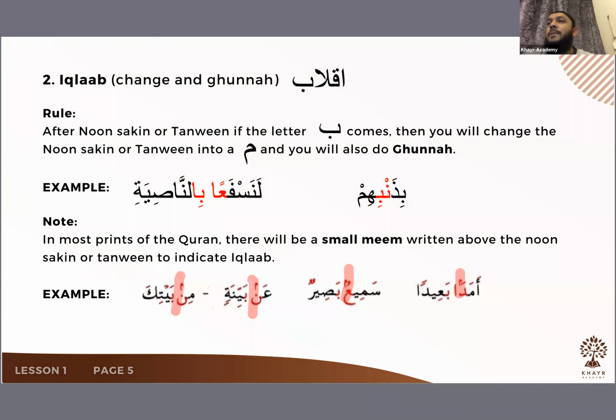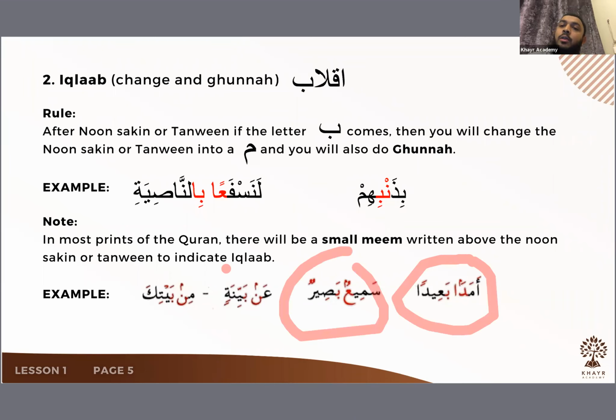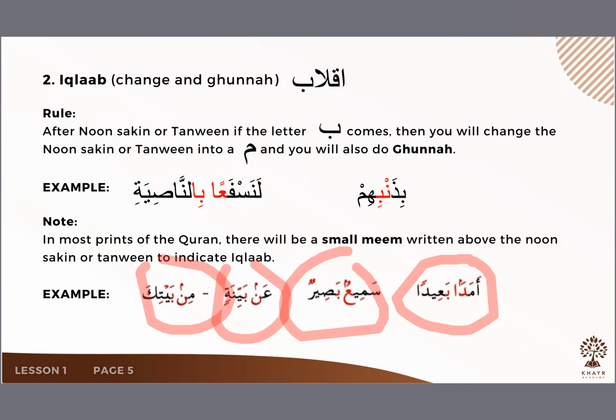Okay? The rule is after nun sakin or tanween, if the letter ba comes, we have to change the nun sakin or tanween into a mim sakin, and then we do gunna. Okay? So mashallah, this is clear. And these are all Quran ayats, taken from the Quran as well.